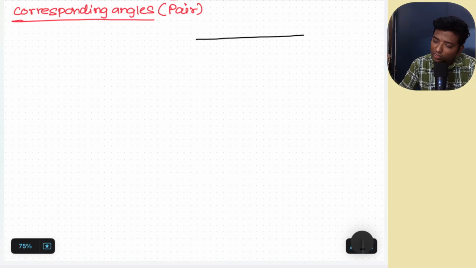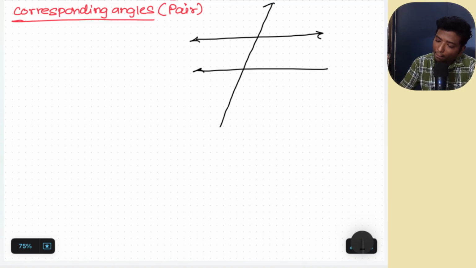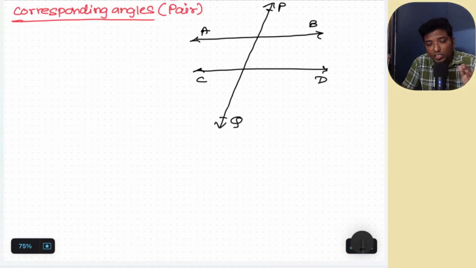So I'm drawing the system over here. These are the two parallel lines, line A and B, and the transversal, let's say Q. A transversal is simply a line that goes through the lines, intersecting them. That's why it is called a transversal. Here there is a point of intersection, so I will name this X.